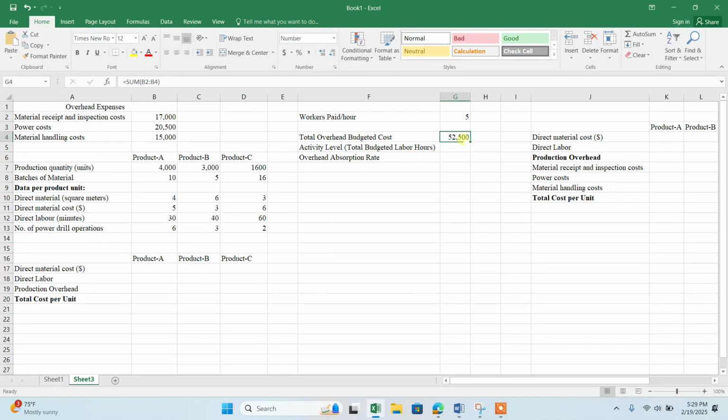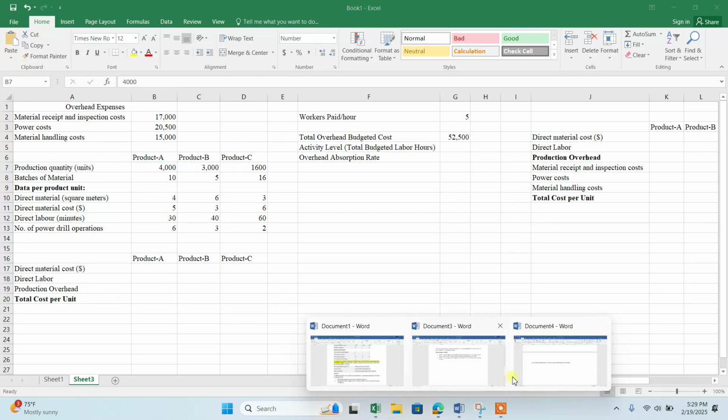Now, my dear, this cost of 52,500 is the overhead cost, but this is not for one product. This is actually for how many products? This is for the 8,600 products: 4,000 of A, 3,000 of B, and 1,600 of product C. So this is the total cost of all products produced by the company. Now we need to find out on which basis I should divide this cost among each of the units. It's clearly mentioned in the question.